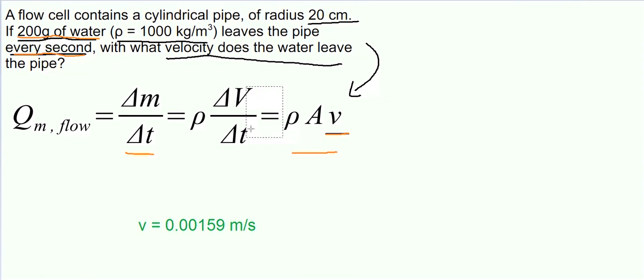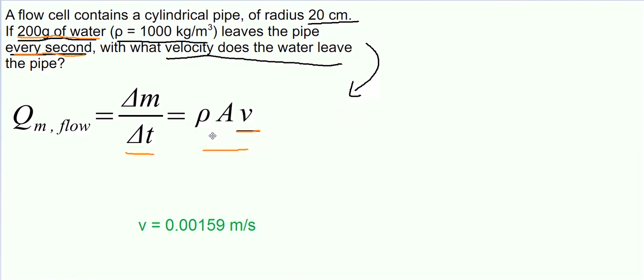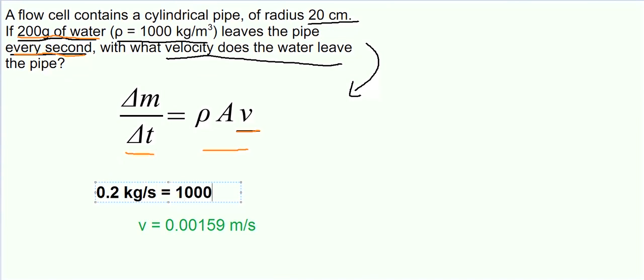So what that means is you can just cherry pick which parts of the equation you want to use, and you can get rid of all the other ones, similar to what you did in utilizing Fick's law. Now, when dealing with this, the mass flow per unit time, we know what that is. It's 200 grams per second, or 0.2 kilograms per second. And this is going to equal our density, which is 1,000 kilograms per meter cubed, times our area times our velocity.